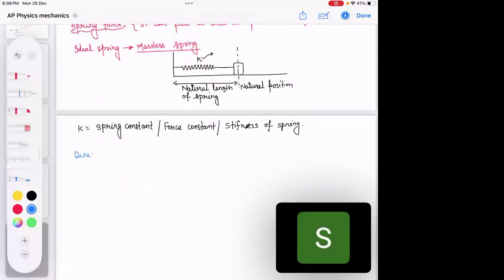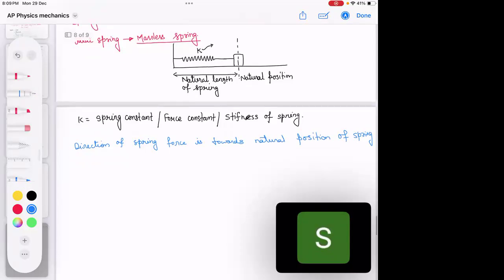So one thing please keep in mind: the spring force is always towards the natural position of the spring. Natural position of the spring means, if you elongate the spring or compress the spring, the spring force will always try to bring the object back to the natural position of the spring. Let's say something like this.